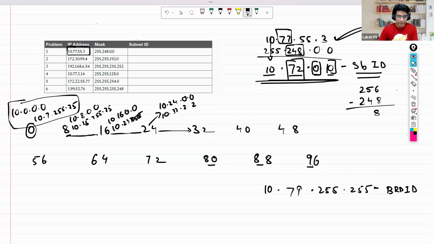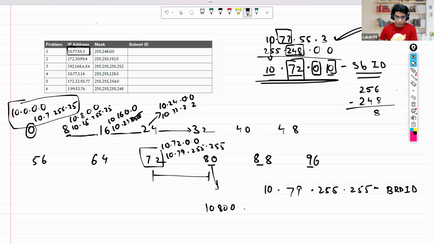It's not the broadcast ID. That is why the IP address that we chose over here is the start of the subnet, and it will go up till 10.72.0.0, and it goes up till 10.79.255.255, and this will be 10.80.0.0 and it will go up till 10.87.255.255, and the next subnet will start with 10.88.0.0 like this.